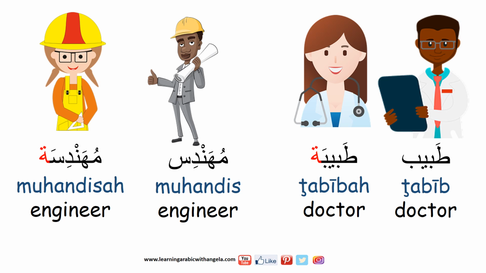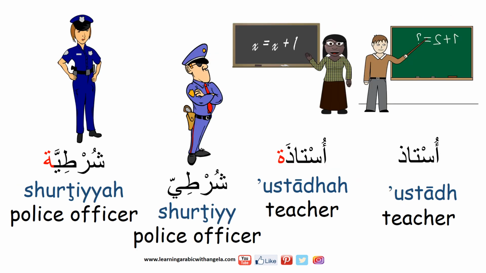More examples. So we said tabib becomes tabiba in the feminine. Huwa tabib, hiya tabiba. What about muhandis, an engineer? Muhandis becomes muhandisa, a female engineer. A teacher, ustadh, in the feminine becomes ustadha, a female teacher.